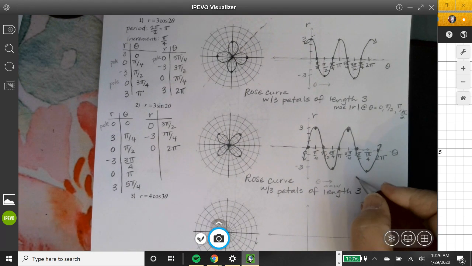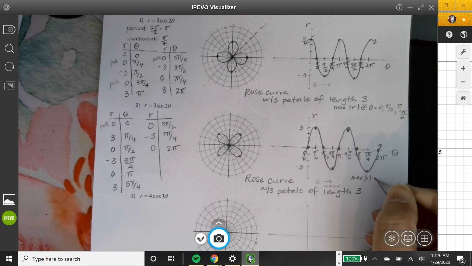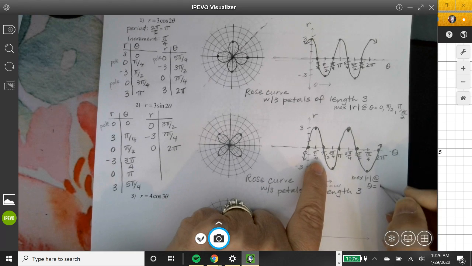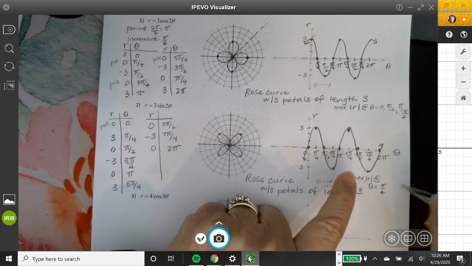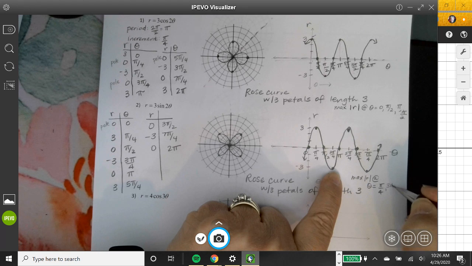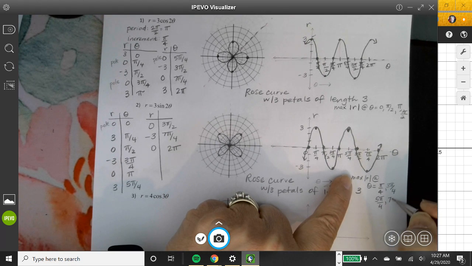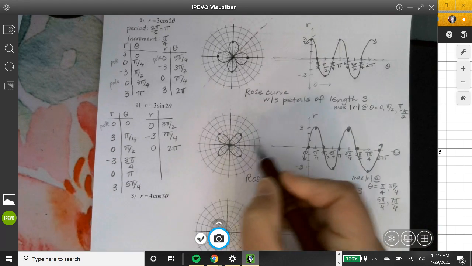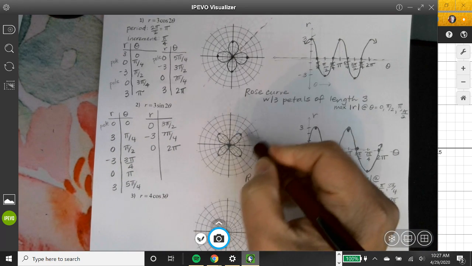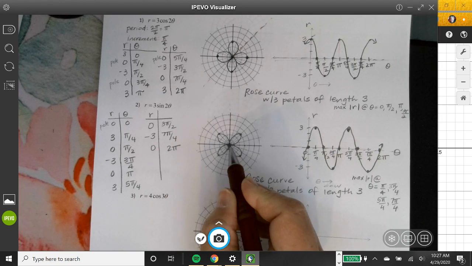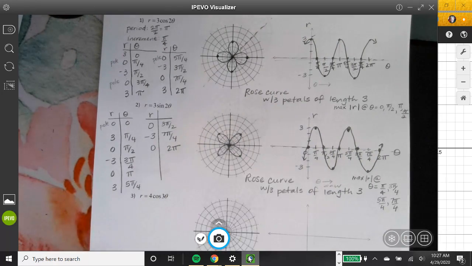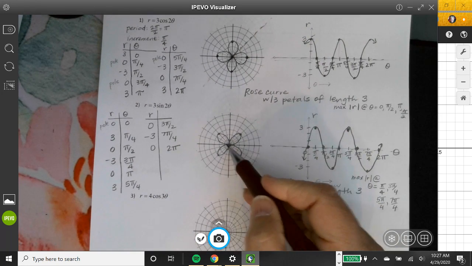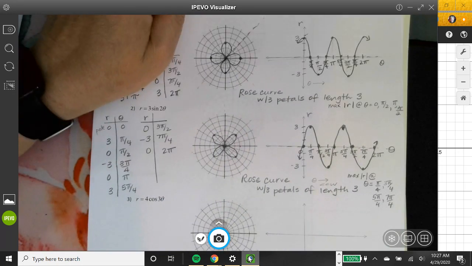Now, where do the max magnitudes of r occur here? What thetas? Well, at pi over 4, at 3 pi over 4, 5 pi over 4, and 7 pi over 4. Now let's see if that makes sense in our graph. Is this pi over 4? Yes. 3 pi over 4? Yes. 5 pi over 4 and 7 pi over 4? Yes. And they all have the max petal length occurring there, which is really neat.